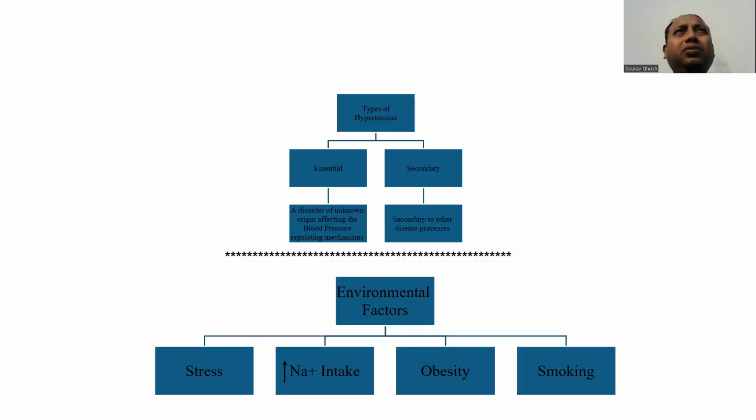If we are talking about the types of hypertension, there are two types: the first one is essential and the other is secondary. So what is essential hypertension? Essential means a disorder of unknown origin affecting the blood pressure regulatory mechanism. What exactly causes it will be discussed later also. This is called essential hypertension.